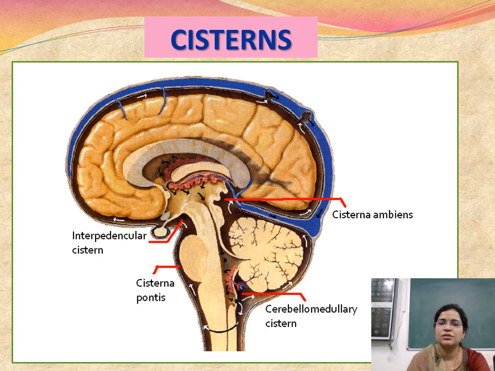Now these are the cisterns. This is the cerebellomedullary cistern at the junction of the pons and the medulla, on the inferior aspect of the cerebellum. In front of the pons there is the cisterna pontis. In the interpeduncular fossa there is the interpeduncular cistern, and then this is the cisterna ambiens.